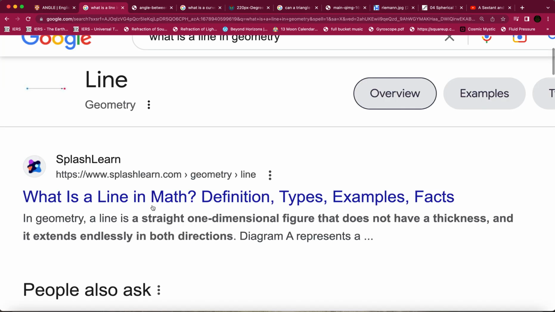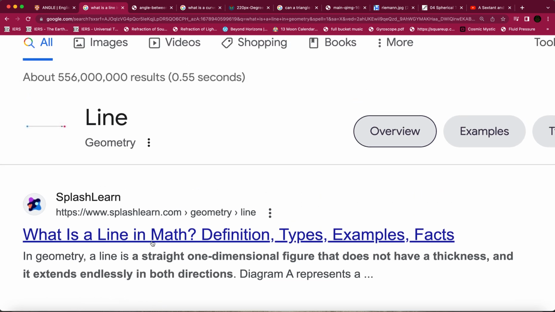So, what is a line in math definition? In geometry, a line is a straight one-dimensional figure that does not have a thickness and extends endlessly in both directions. So in geometry, a line is defined as something that's straight, one-dimensional, and does not have thickness, and it extends endlessly in both directions. Sorry, that was a bit dry.